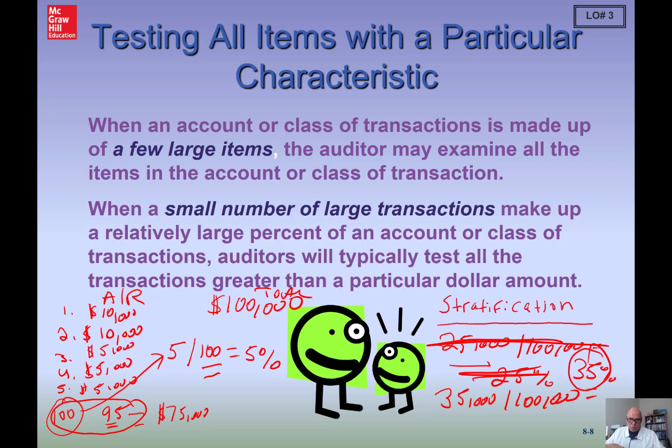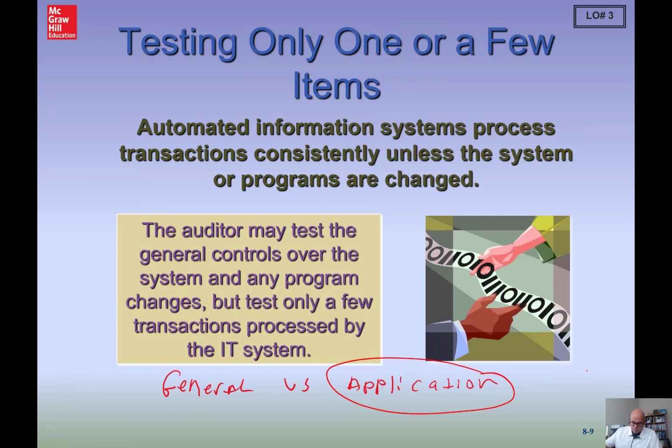You don't want to ignore those small ones. You want to do some audit work with those, but you're getting a nice dollar coverage there, doing less audit work, looking at fewer items in the population, getting a higher dollar coverage. That's called stratification.